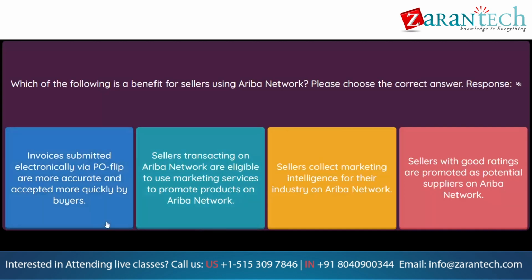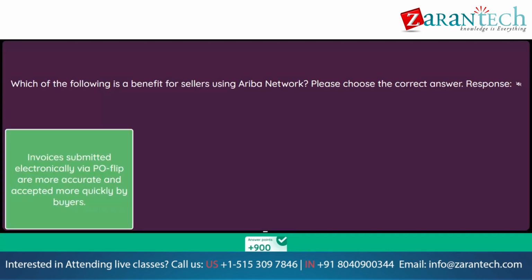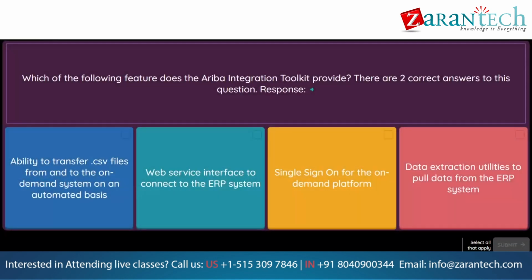Question: which of the following features does the Ariba Integration Toolkit provide? There are two correct answers to this question. Response. Option 1, ability to transfer .csv files from and to the on-demand system on an automated basis. Option 2, web service interface to connect to the ERP system. Option 3, single sign-on for the on-demand platform. Option 4, data extraction utilities to pull data from the ERP system.